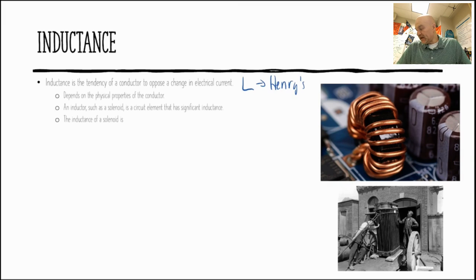The inductance of a solenoid, L sub sol, is mu times N squared A over L. Again, this is the permeability. N is the number of turns, A is the area, and L is the length of the solenoid.